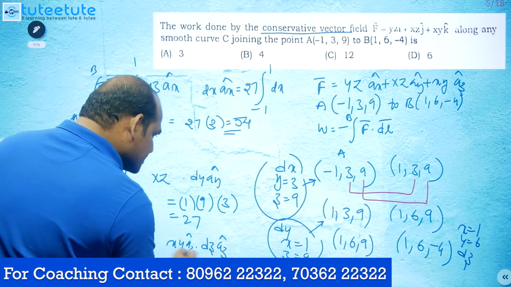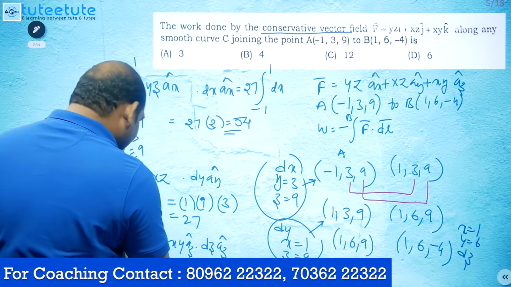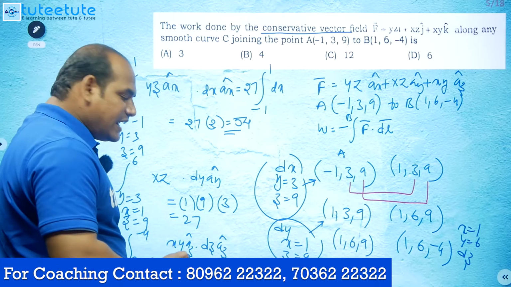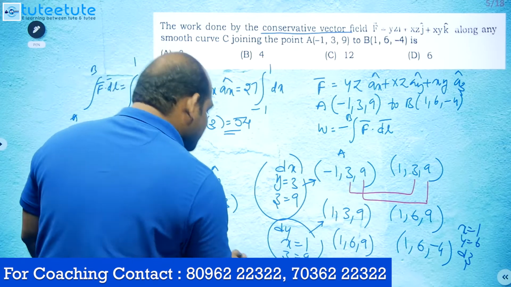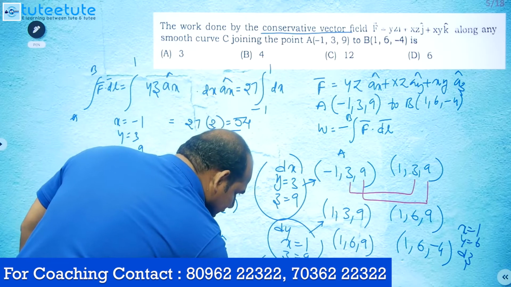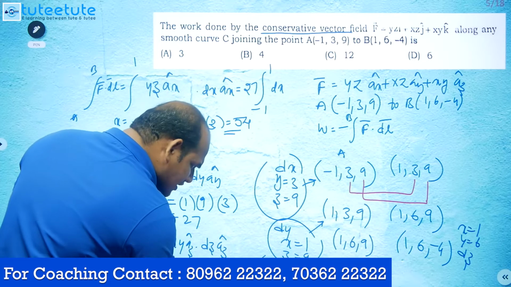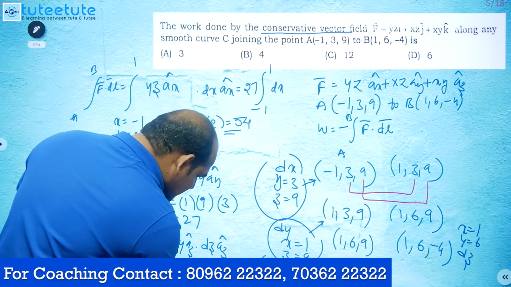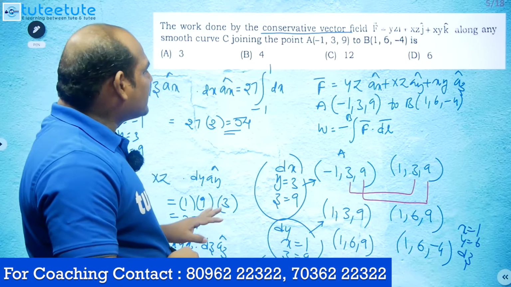So since x is fixed at 1 and y is fixed at 6, the integral of dz is nothing but z only. The z limits are from 9 to -4, that means -4 minus 9, upper limit minus lower limit. So it is -13 into 6, that is equal to -78 we will get. So in the first path we got the work done, that is 54.